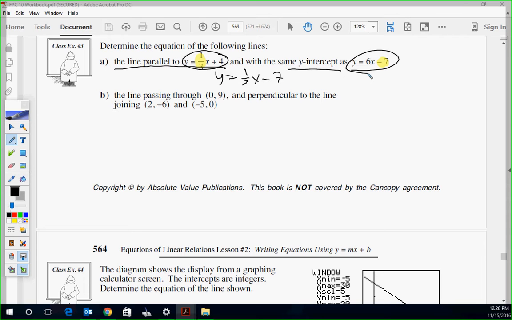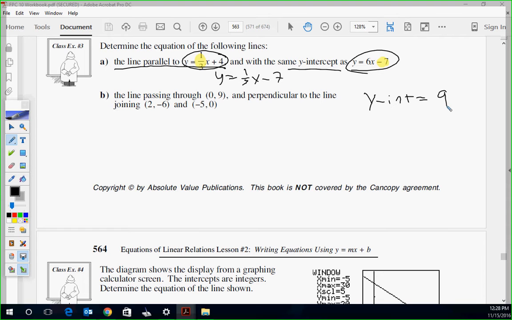Okay, so now this one we do have work to do. So the line passing through (0, 9). So (0, 9) is a what? It's a coordinate, correct, but y-intercept was the correct answer. The y-intercept is 9, right? Because x is 0. If x is 0, that number is your y-intercept. Okay? And it wants to be perpendicular to that following line.